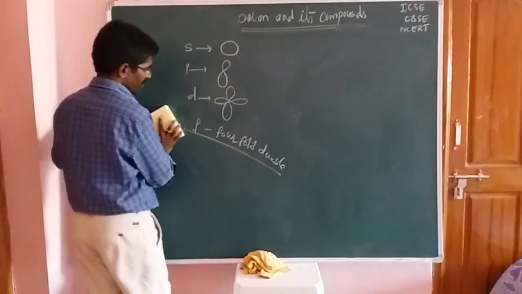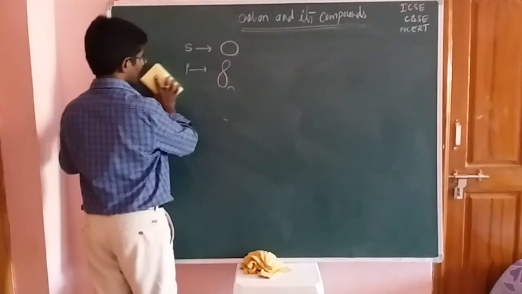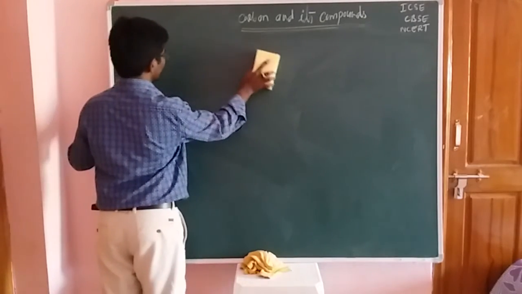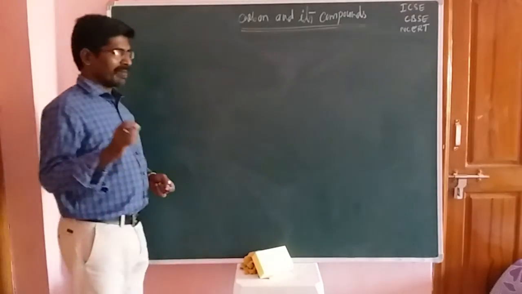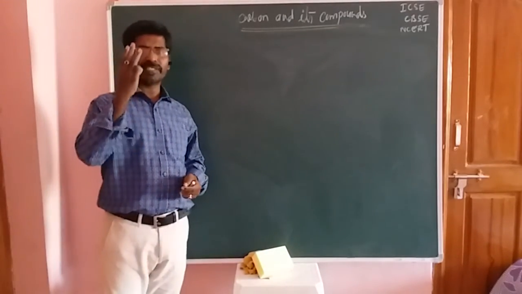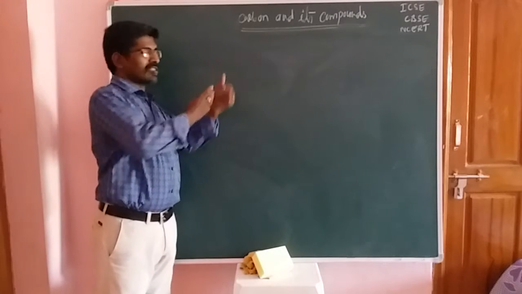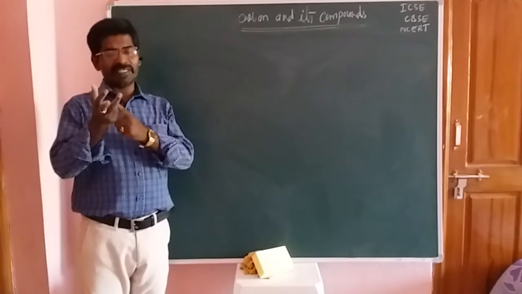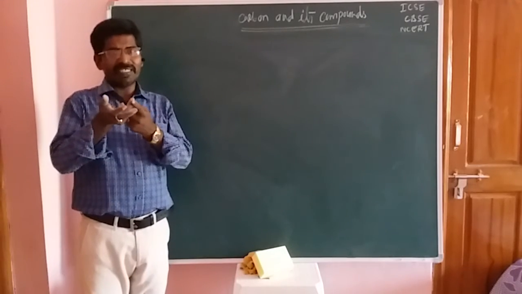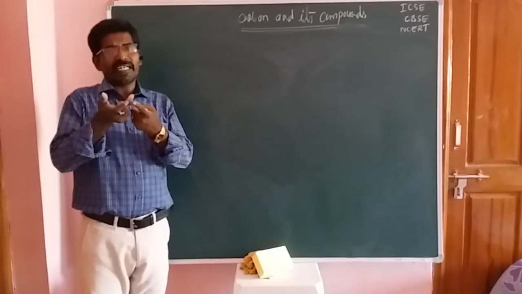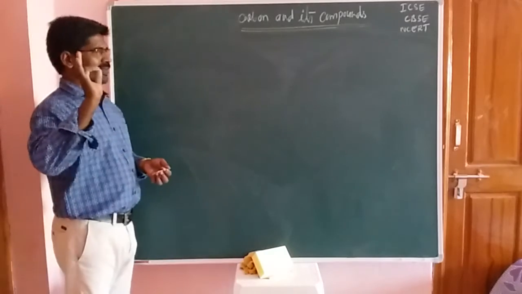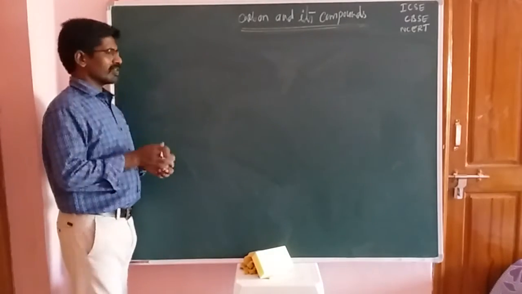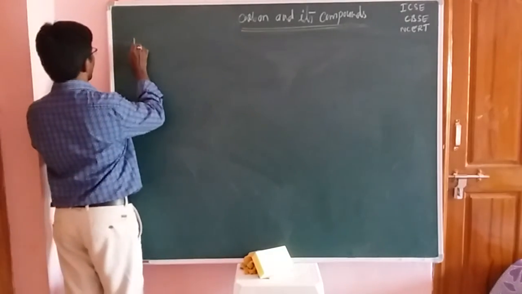Based on the intermixing of s and p orbitals, hybridization is classified into three types, especially in carbon compounds. The first one is sp3 hybridization, the second one is sp2 hybridization, and the next one is sp hybridization. So these are the types of hybridized orbitals. Okay, students.